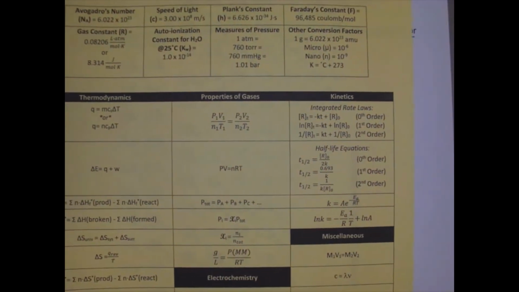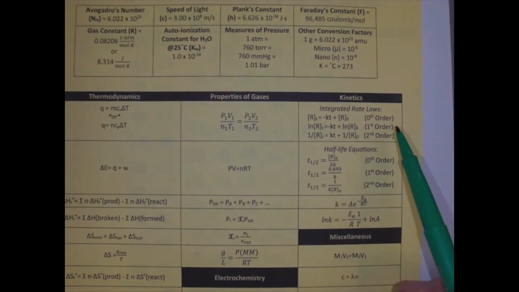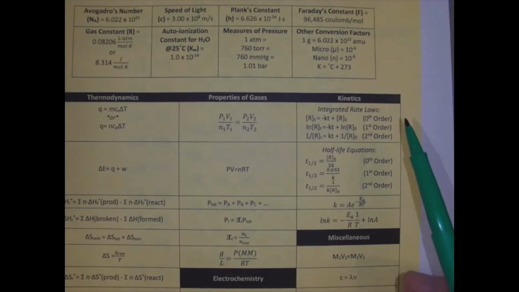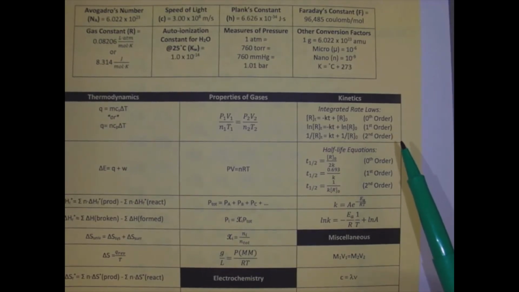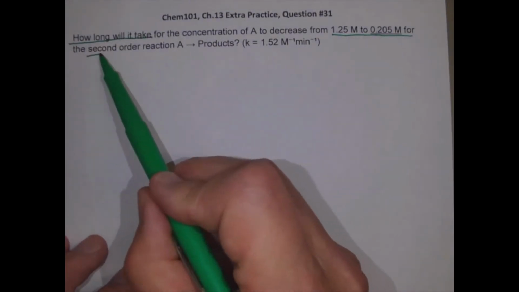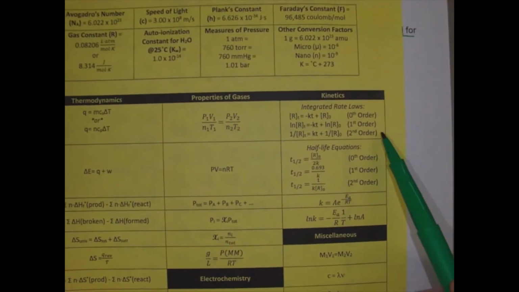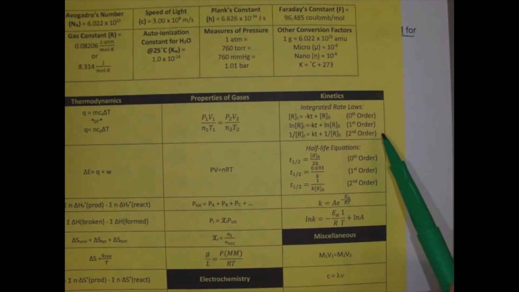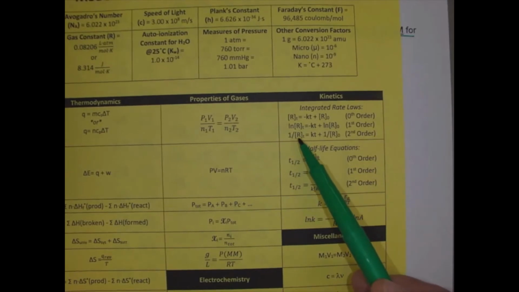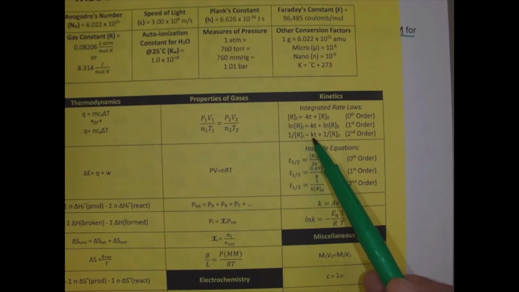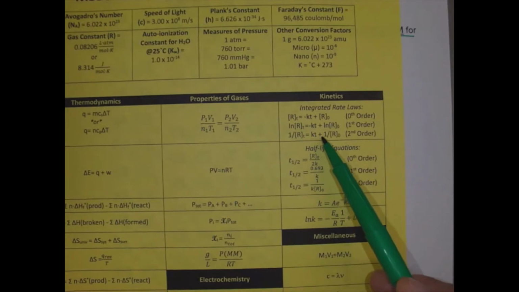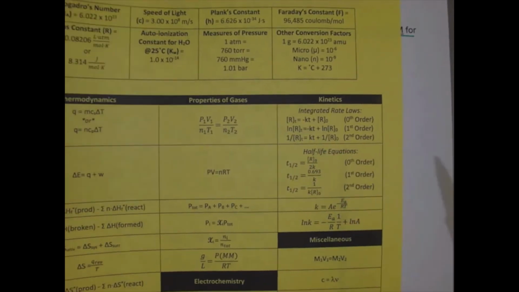Remember, you don't need to memorize the integrated rate laws. They're given to you on your equation sheet, but you need to know which one to use and how to use them. So, in this problem statement, we're told that it is a second order reaction. So, I'm going to use the integrated rate law for second order reactions, which is right here. 1 over the concentration of a reactant at some time is equal to the rate constant times time plus 1 over the initial reactant concentration.